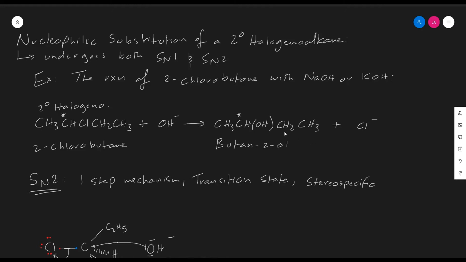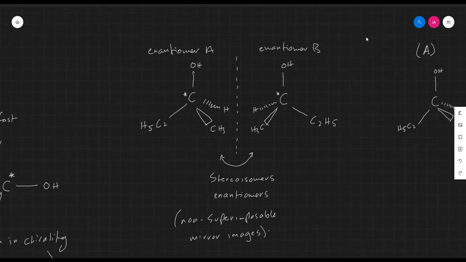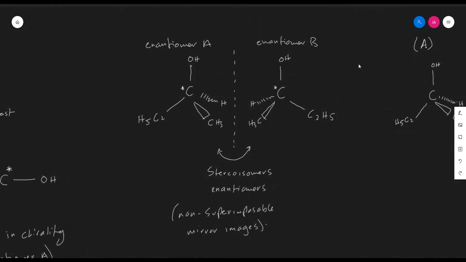As you can see here in the product, butan-2-ol, the carbon atom denoted with an asterisk is still a chiral carbon since it's still bonded to 4 different groups: the methyl group, the hydrogen atom, the hydroxyl group, and the ethyl group. So I'm going to use this compound to briefly discuss chirality, which I've drawn here. The chiral carbon is drawn using a stereochemical formula to show the spatial 3D arrangement of groups bonded to it.